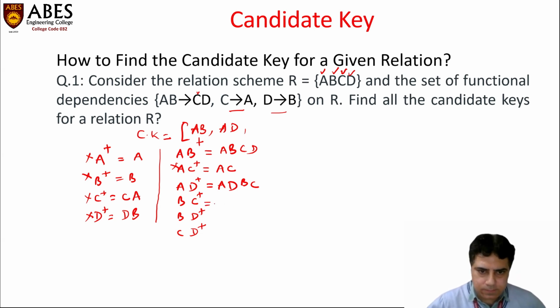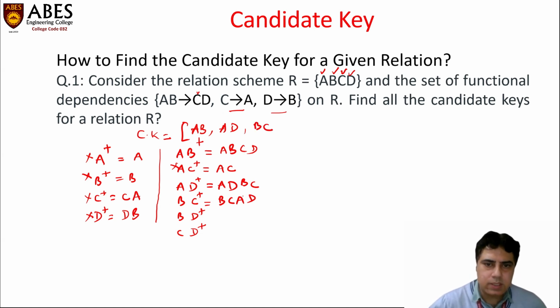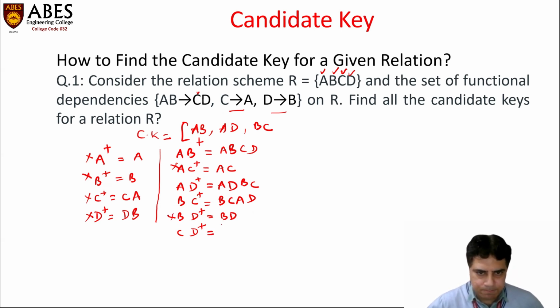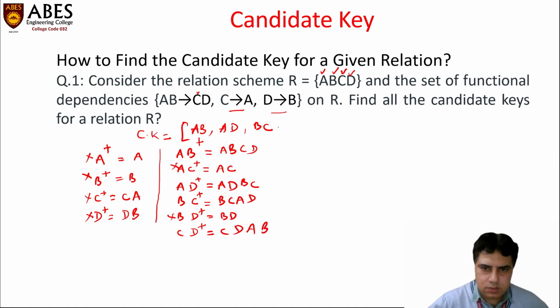Now take the attribute closure of BC. B, C, from C, we can determine A, and from AB, we can determine CD. So this is another candidate key, BC. Now take B, D. From the D, we can determine B. There is no further, so this is the failure. Now from CD, C, D, and from C we can determine A, and from D we can determine B. So this is another candidate key.